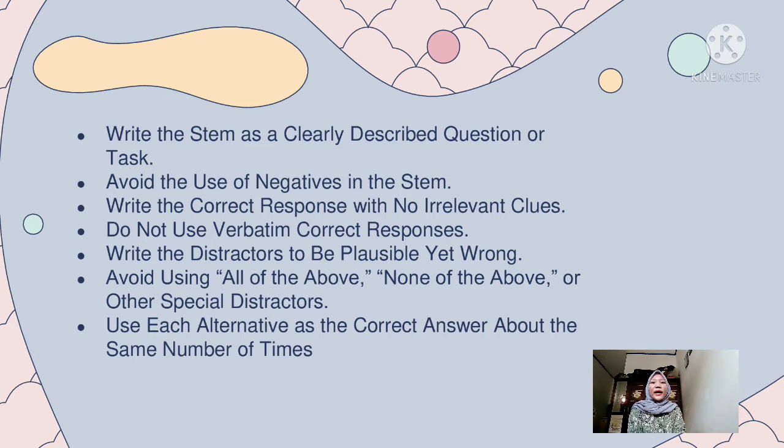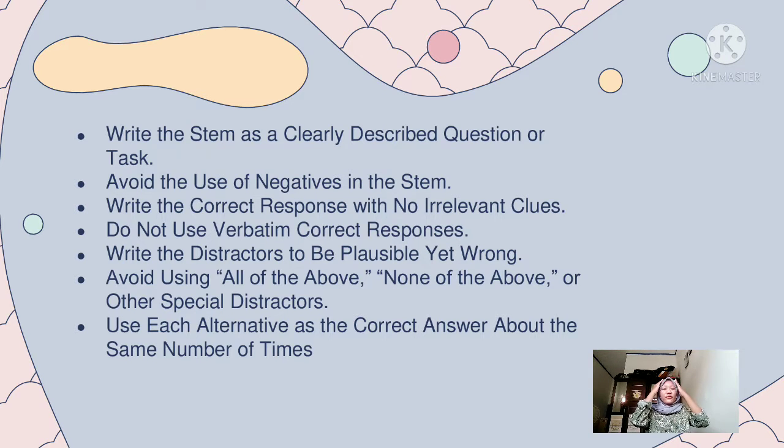Okay, and this slide is about writing a multiple choice test item. Suggestions for writing multiple choice items are summarized in the following points. These guidelines are also helpful when you review, evaluate, and select questions from an item bank. When you write the items, begin with the stem, then the correct response, and finally the distractors.